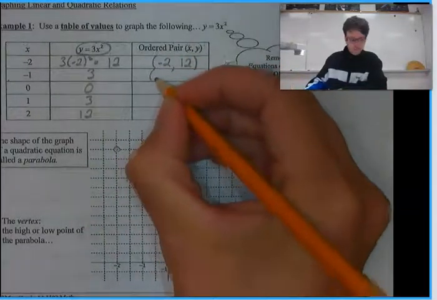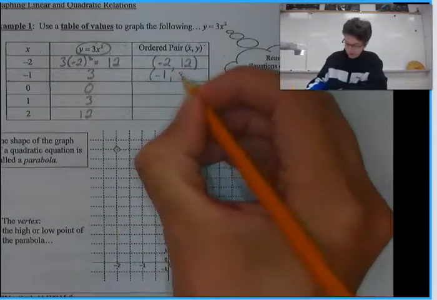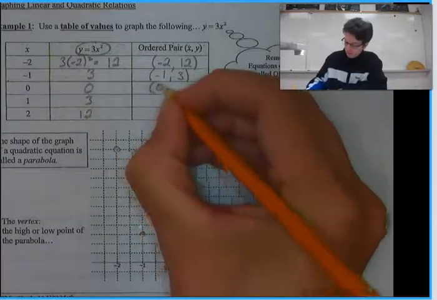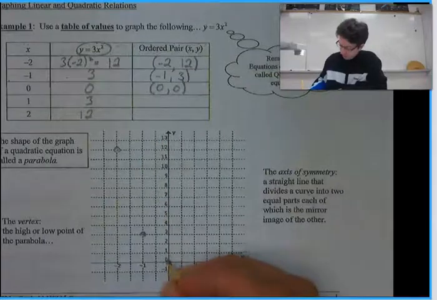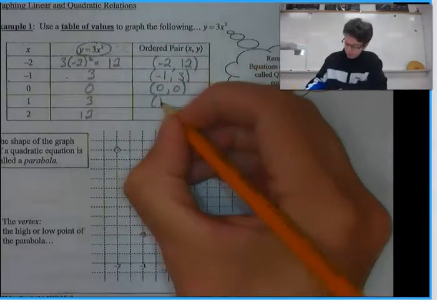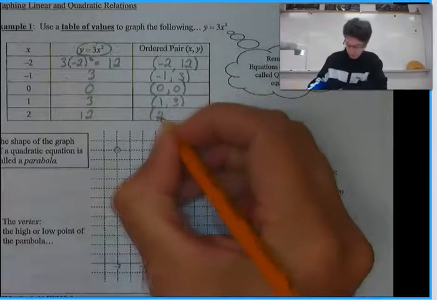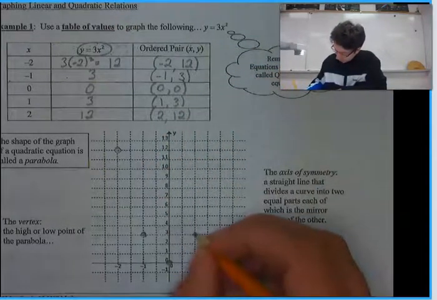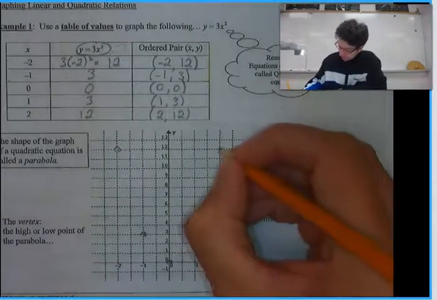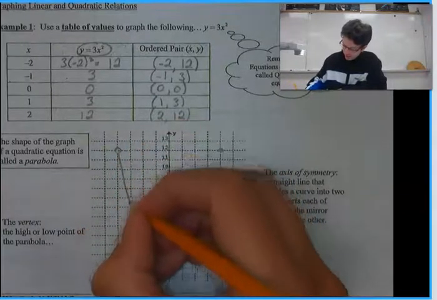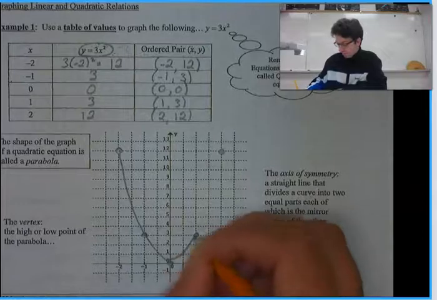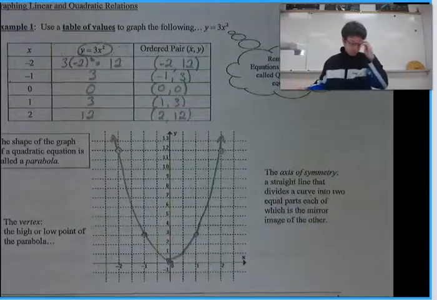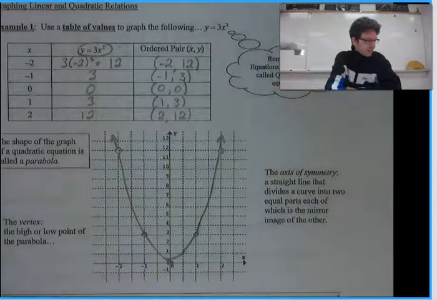So here we have minus 1 and 3, 0 and 0, be here, 1 and 3, and 2 and 12. You can probably notice a pattern, right? 12, 3, 0, 3, 12, as we move over. And then it's just a matter of connecting the dots. You can see this looks like a parabola we're probably familiar with from grade 10. Okay. Let me just pause there, see if anyone has any questions.